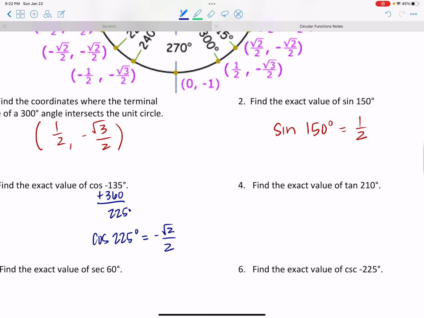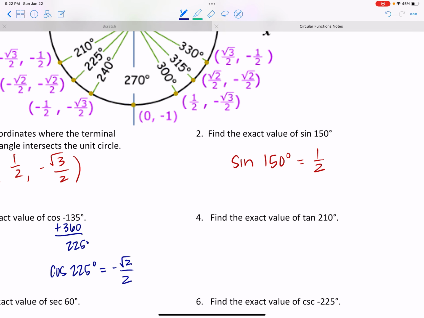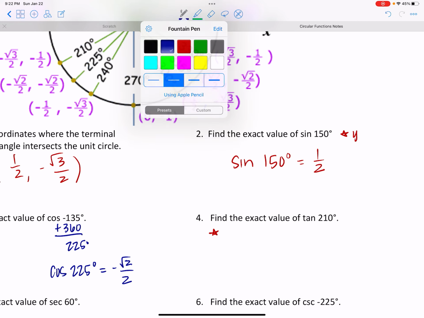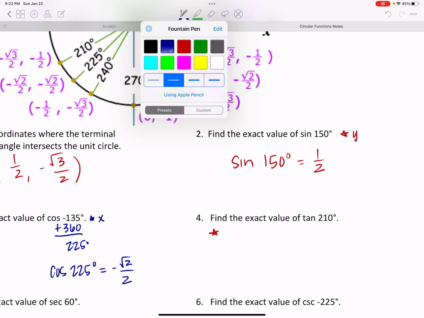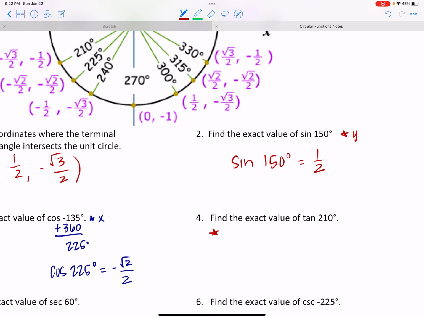Alright, now finally a new one, because those are all review. If I said to find the exact value for the tangent of 210. So tangent, gotta remember that tangent is a fraction, so maybe I should have made notes up here. That the sine, we are looking for the y value in the coordinate. For cosine, we're looking for the x value in the coordinate. And for tangent, we're taking a ratio of the y value over the x value.